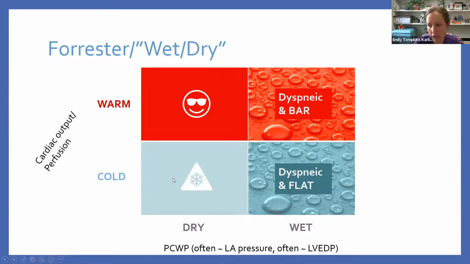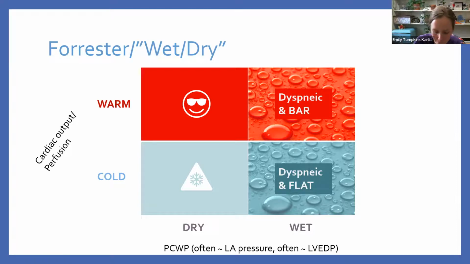And then sometimes you might have an animal that's cold and dry. A heart failure patient wouldn't usually show up like that in the first place, but we might make a patient cold and dry by giving them a whole bunch of diuretics. Or an animal might fit into this category without having heart disease, like if they have hypovolemic shock or something like that.